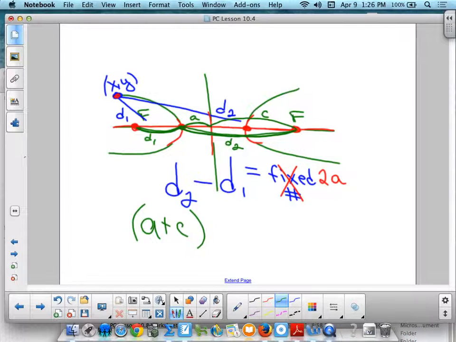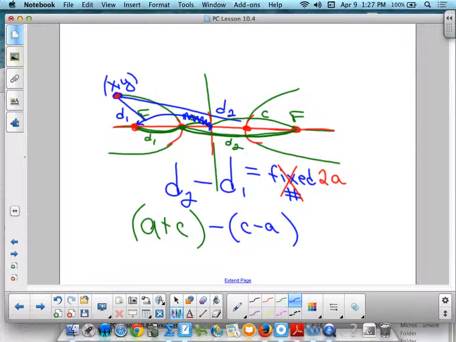C minus a. Is he right? Is this distance c minus a? How far is it from here to here? Isn't that c? And what if I shave off this much? Isn't that a? So minus d1, c minus a.